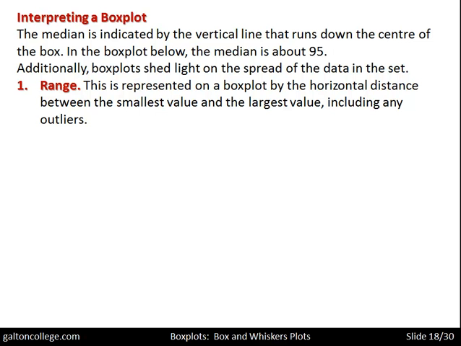This is represented on the box plot by the horizontal distance between the smallest value and the largest value, including any outliers. So with the range, we do include the outliers. We just simply take all of the observations. We find the largest observation, we find the smallest observation, subtract one from the other, and that tells us the range.